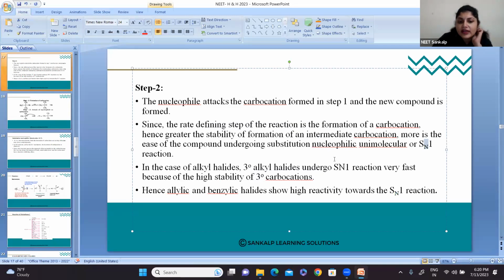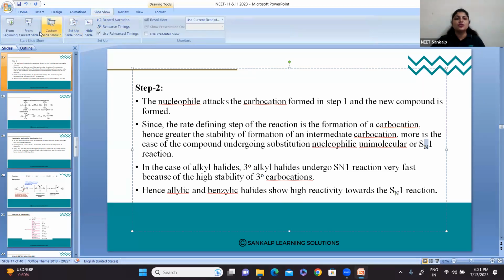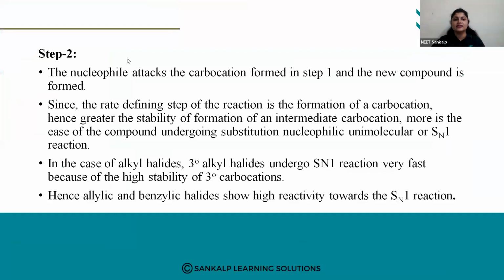So in the case of alkyl halides, tertiary alkyl halides will undergo SN1 reaction very fast because of the high stability of tertiary carbocations. Hence allylic and benzylic halides will show high reactivity towards the SN1 reaction. So this is about the second step.